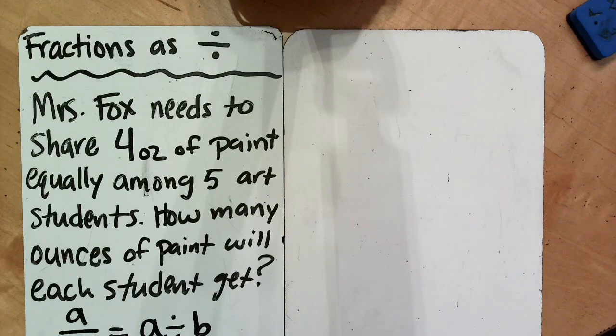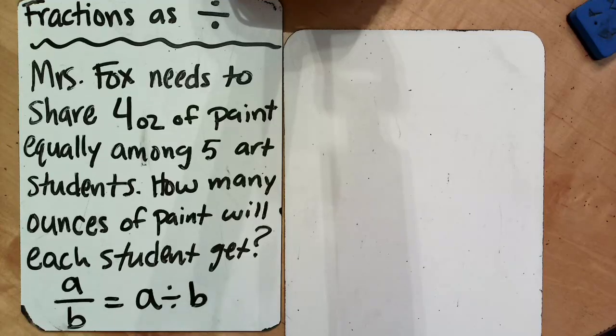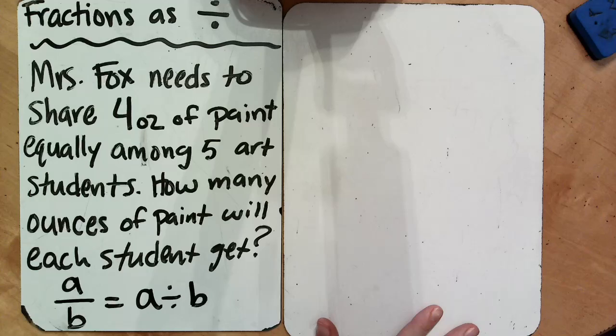Fraction is division. So for example, if you notice down here at the bottom, a over b equals a divided by b, that will make more sense in just a second. It really does confuse them, and they get all freaked out when they see a whole bunch of letters in math, but they'll get to that when they get to algebra.